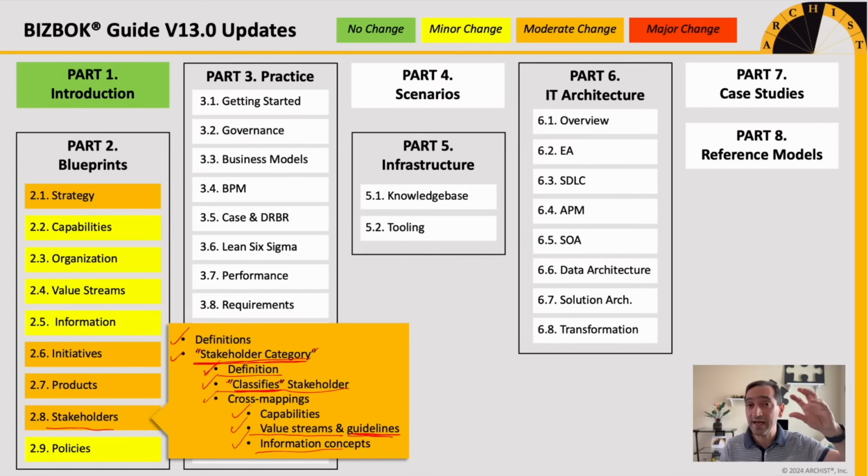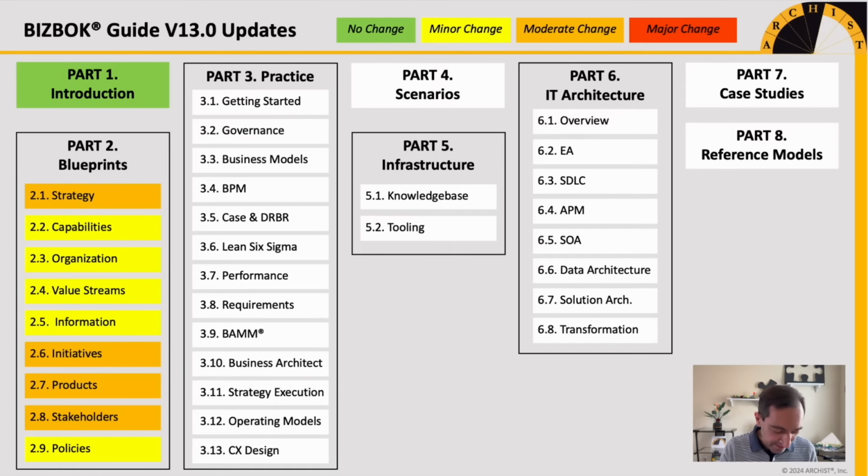So again, where we have customer, partner, human resource as a stakeholder category, all these three categories are also represented as information concepts in our information map. So we have human resource, we have partner, we have customer as information concepts in our information map. So now we have a very clear definition and understanding of how a stakeholder domain maps to capabilities, value streams, and information domains.